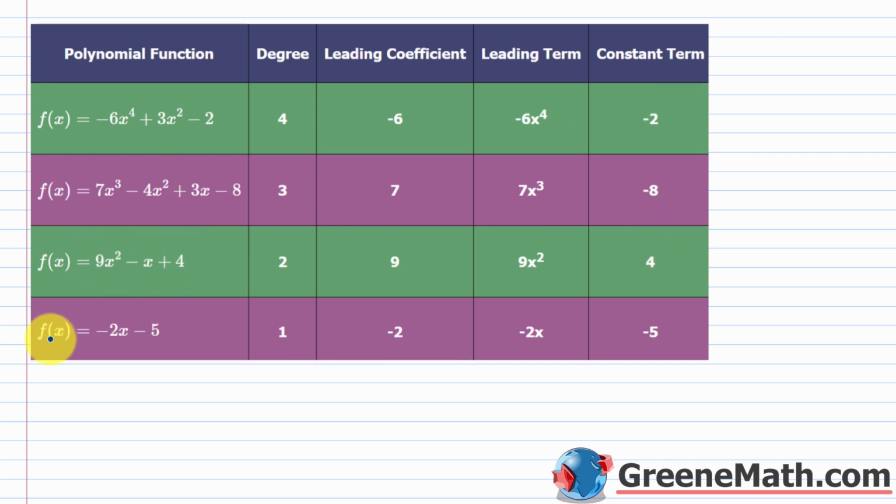Then for this one right here, we have f of x equals negative 2x minus 5. The degree is 1. Why is the degree 1? Again, if you write this out, f of x equals negative 2x minus 5, what's the exponent on that x? It's going to be understood to be a 1, so that's why the degree is 1. The leading coefficient is negative 2, then the leading term is the whole thing, so negative 2x, and then the constant term is the negative 5.